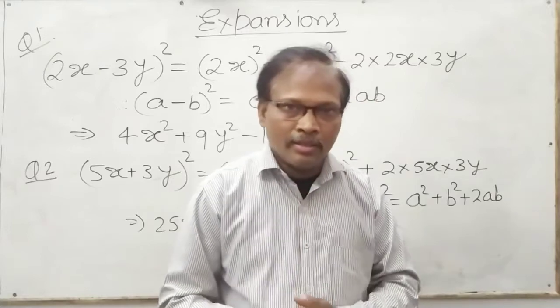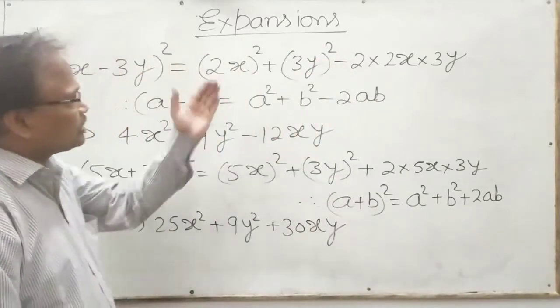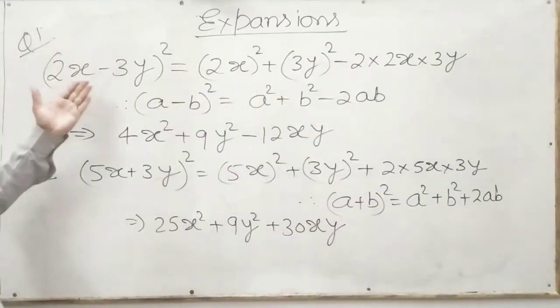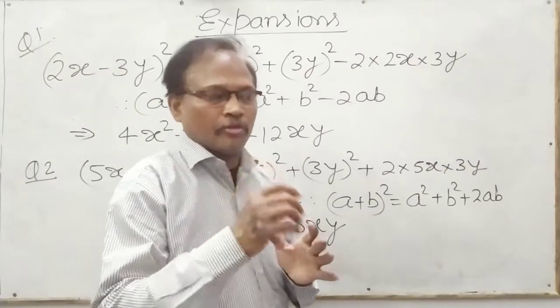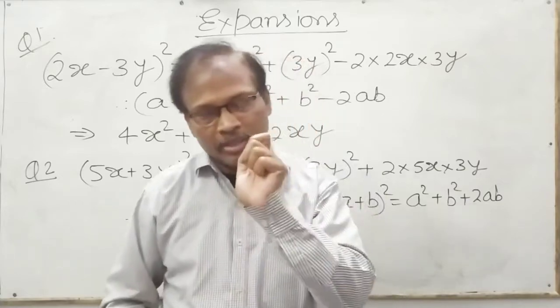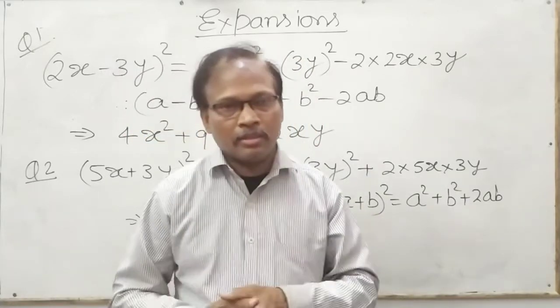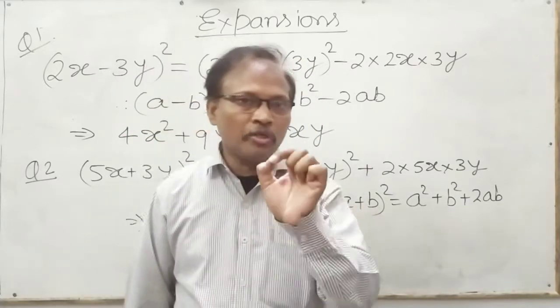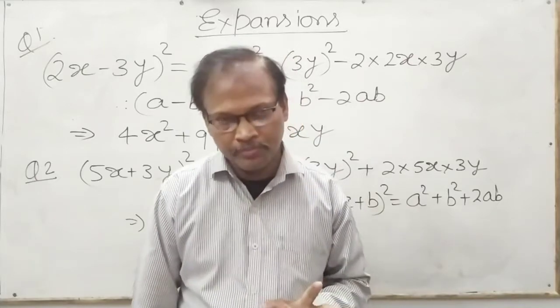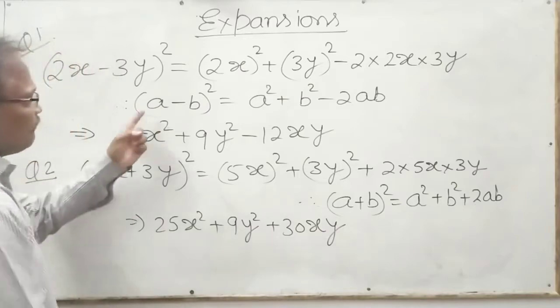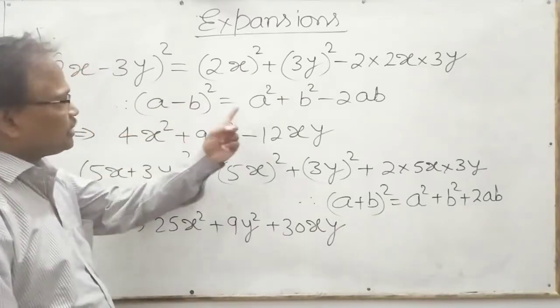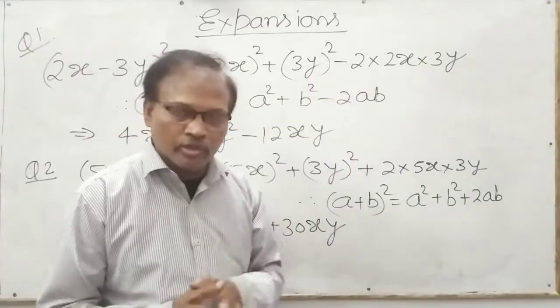I have taken two examples here. 2x minus 3y whole square. Just recall the formula. 2x minus 3y means the minus sign is there, so it means that a minus b whole square will be used. So a minus b whole square is equal to, the formula is, a square plus b square minus 2ab.